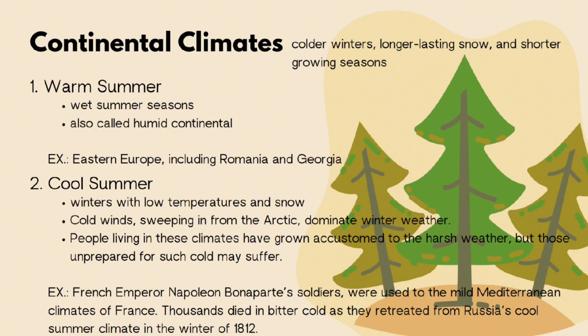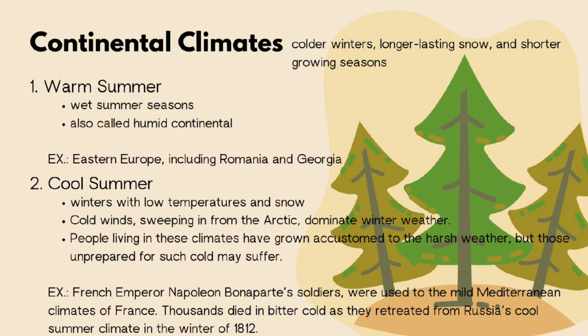Areas with continental climates have colder winters, longer lasting snow, and shorter growing seasons. They are the transition zones between mild and polar climates. Now we have the warm summer. Warm summer climate regions often have wet summer seasons similar to monsoon climates. For this reason, this climate type is also called humid continental. Most of Eastern Europe, including Romania and Georgia, has warm summer climates.